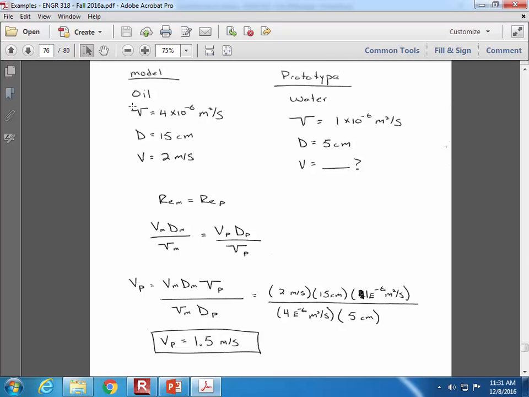Yes? So you don't have to convert the diameter into meters because... Exactly right. Because it's going to cancel out the units, as you mentioned. So you could mix BG units with SI and everything would be fine. Yep. Good question. All right. Other questions?